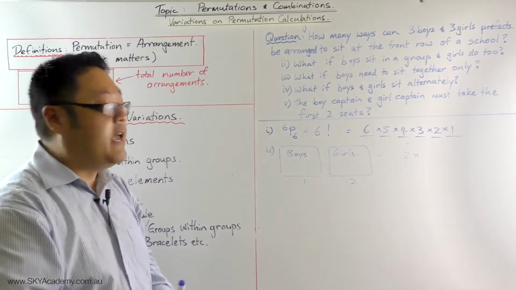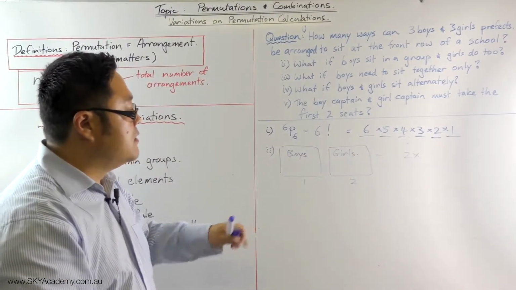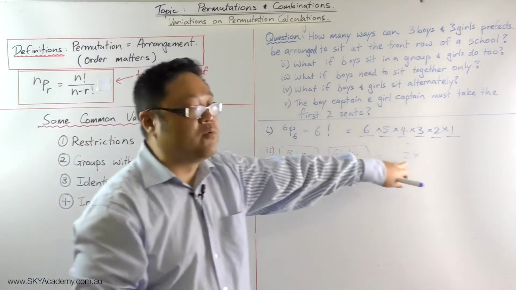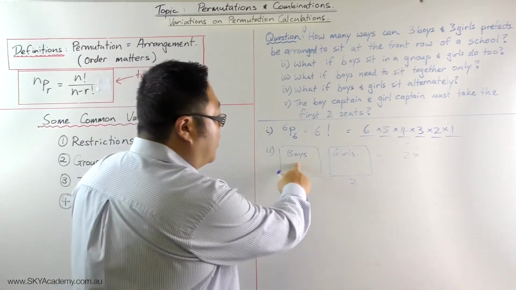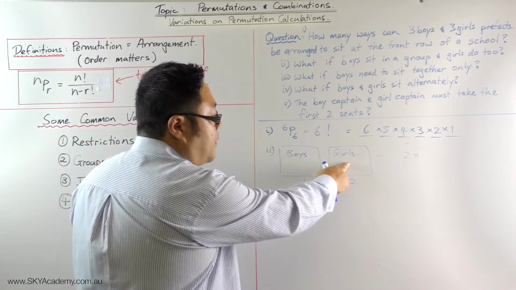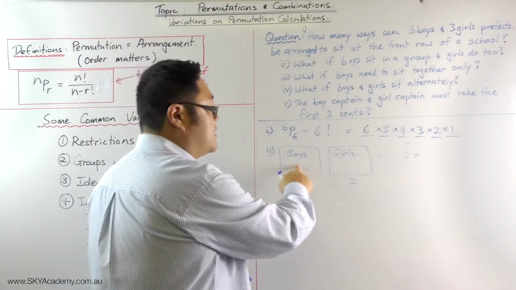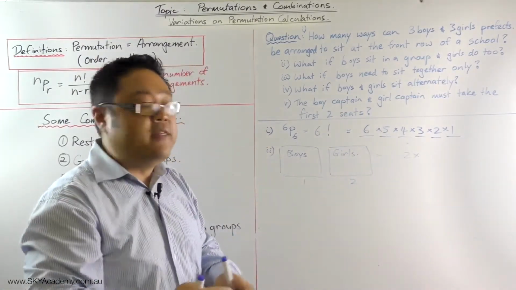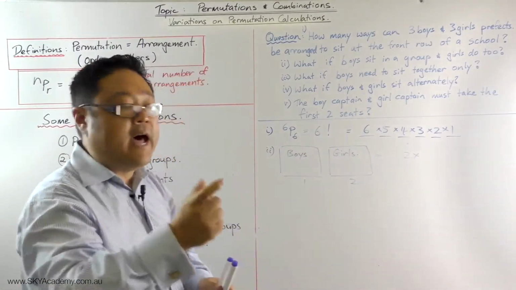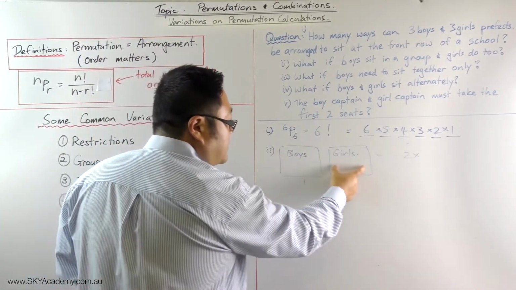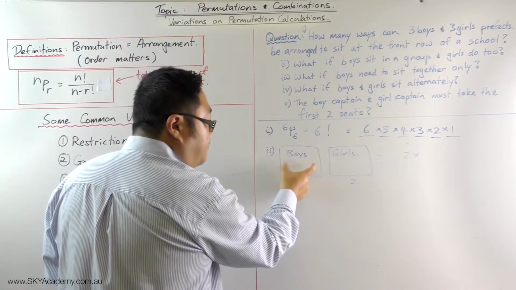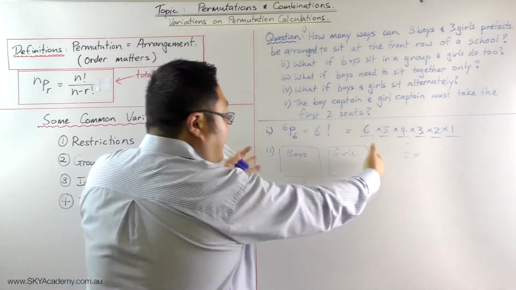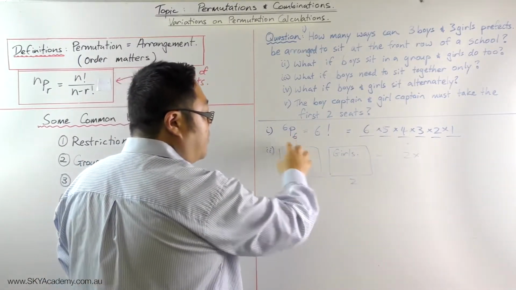Got it? So the 2 ways that you can arrange the 2 groups are either boys and girls or girls and boys. Do you see that? So that's the larger group. And then within the larger group, you have smaller groups. So you've got the group of boys within the larger group, which is the group of boys and girls.